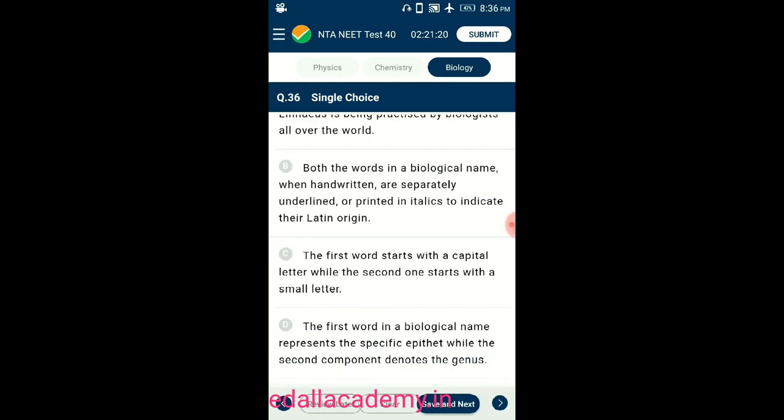So the answer for this question is option D. The first word in a biological name represents the specific epithet, while the second component denotes the genus. So this statement is wrongly given.